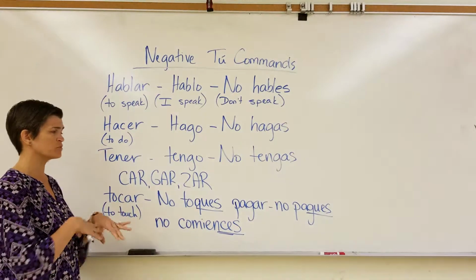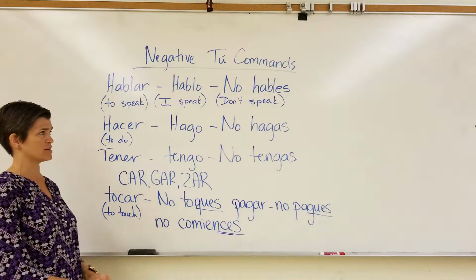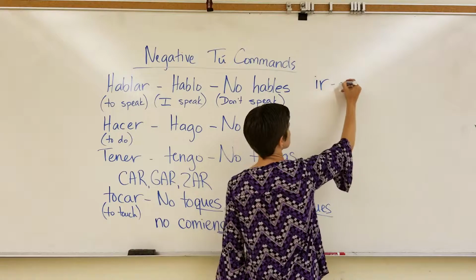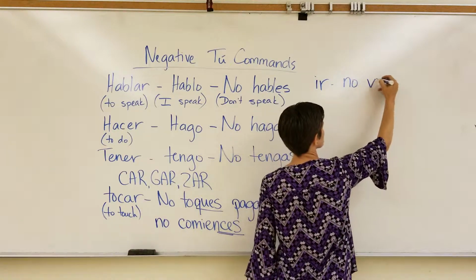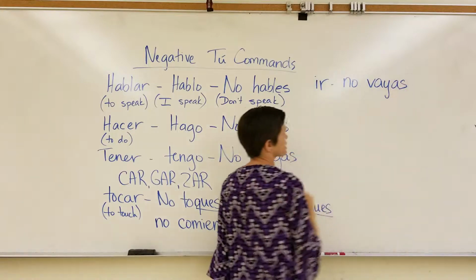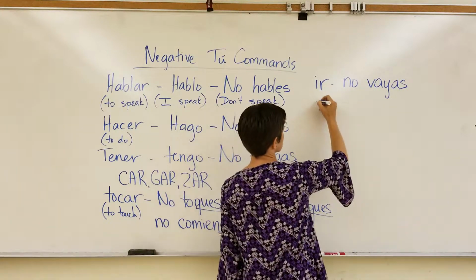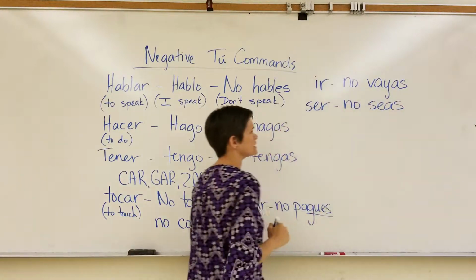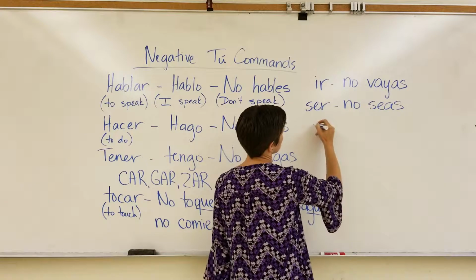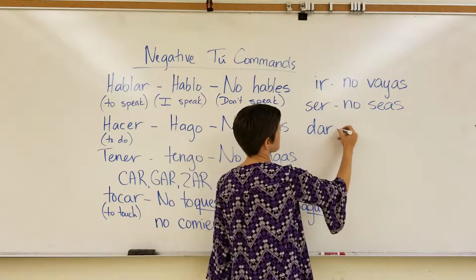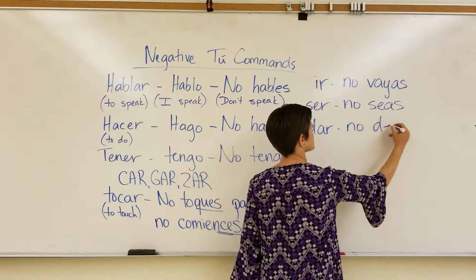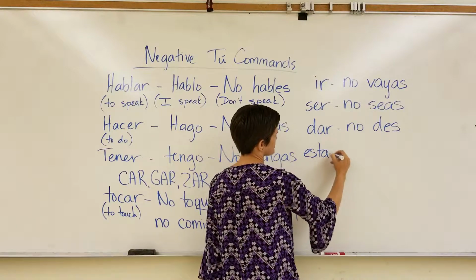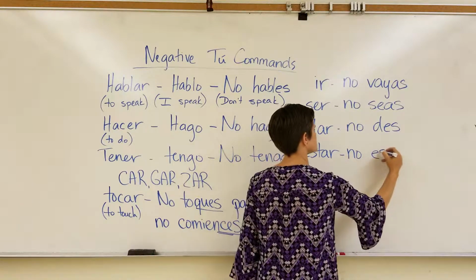There's also 4 completely irregular commands that you just have to memorize for now. They are ir, to go. If you want to tell someone don't go, it's no vayas, and we're just going to have to memorize that verb. Ser becomes no seas, don't be mean. That's how we use it. Dar becomes no des, and estar becomes no estés.